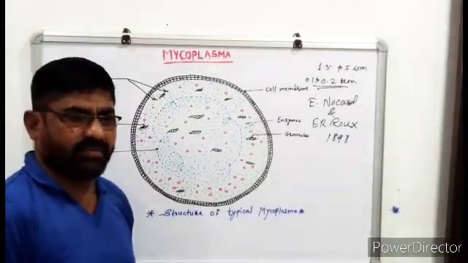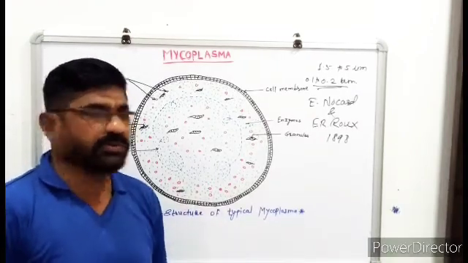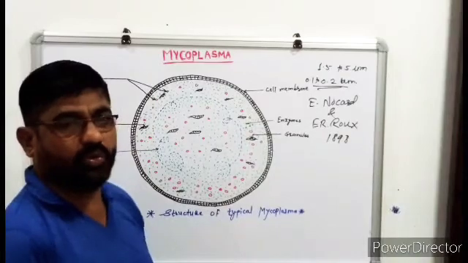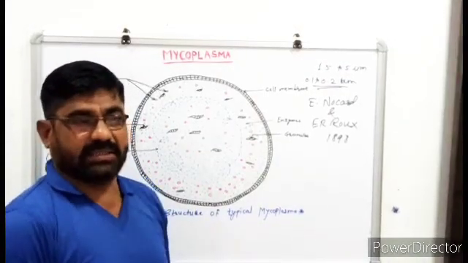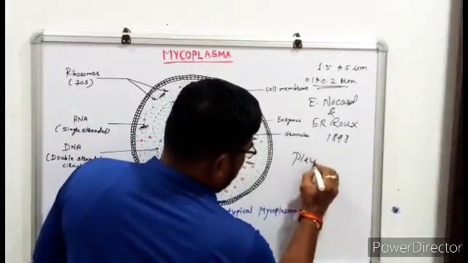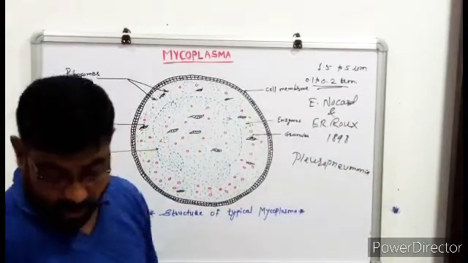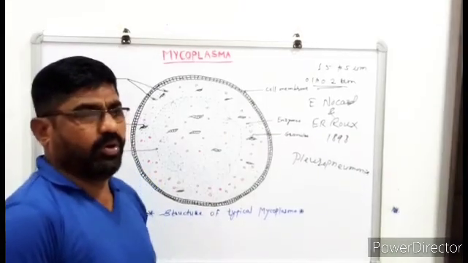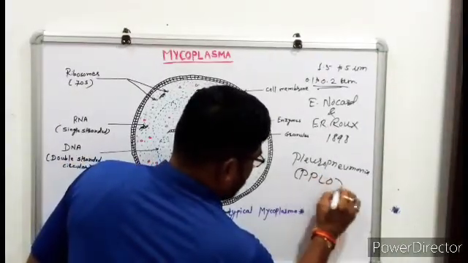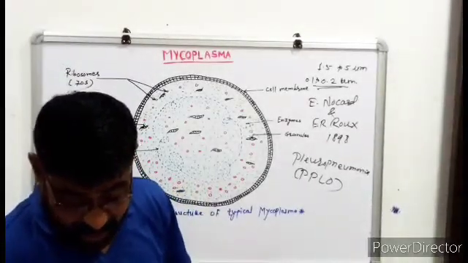They extracted these bacteria from the pleural fluids of cattle, and in the pleural fluids they found very small, minute bacteria which were causing pneumonia in the cattle, so these are also called pneumonia like organisms, that is PPLO. They are the smallest mycoplasma.